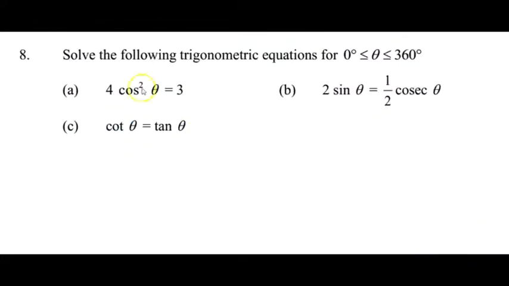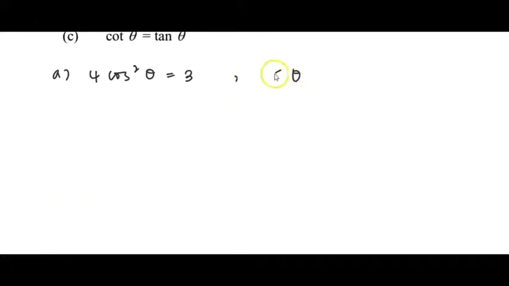Proceed to the next example. I have to solve the following trigo equations for theta from 0 degrees to 360 degrees. So here I got simple equations. Question A involves the quadratic form. So first I'm going to solve this question, where theta is from 0 degrees to 360 degrees.